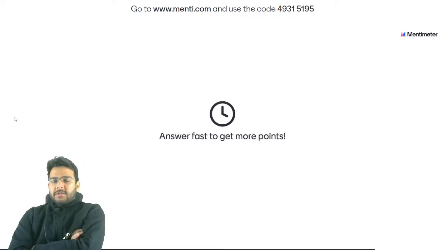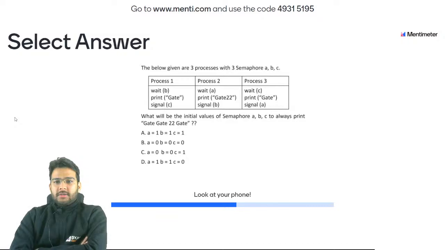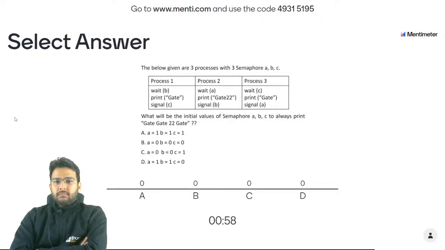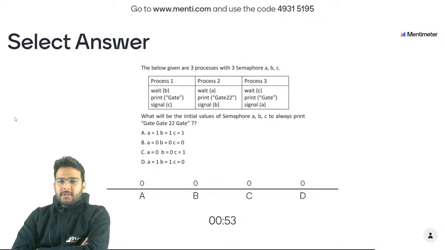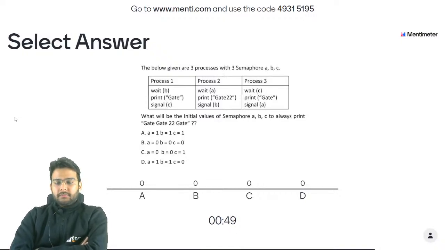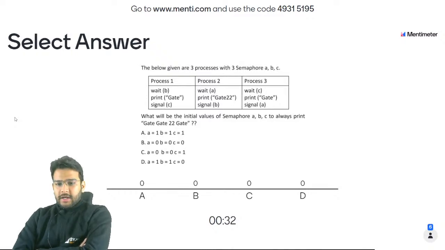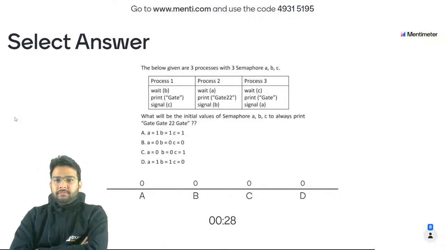9. So here is the question number 9, guys. Read the question and solve it. You have 1 minute to answer this question based on semaphores, process synchronization. Yes, you guys. Last 30 seconds. Last 5 seconds. Quickly answer.